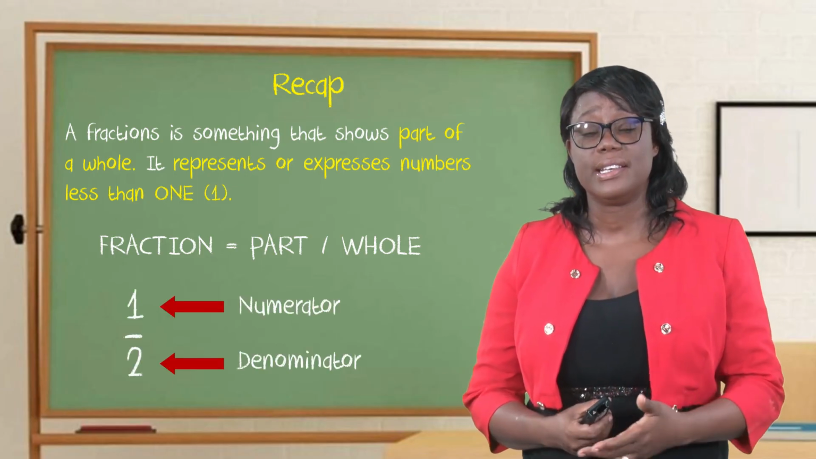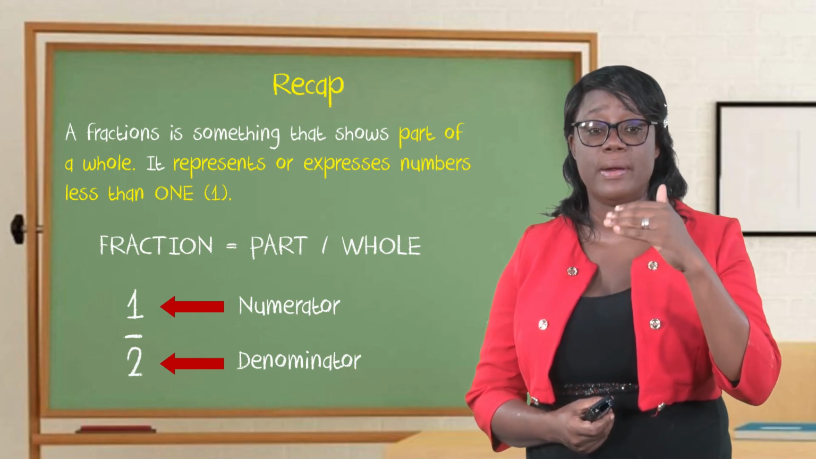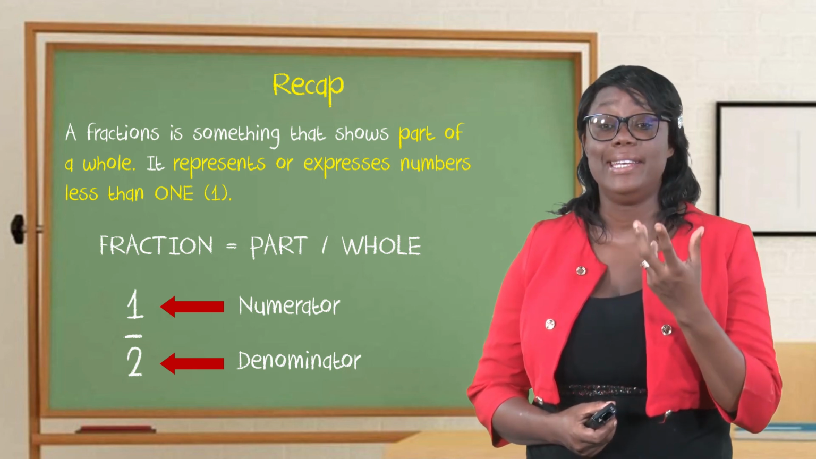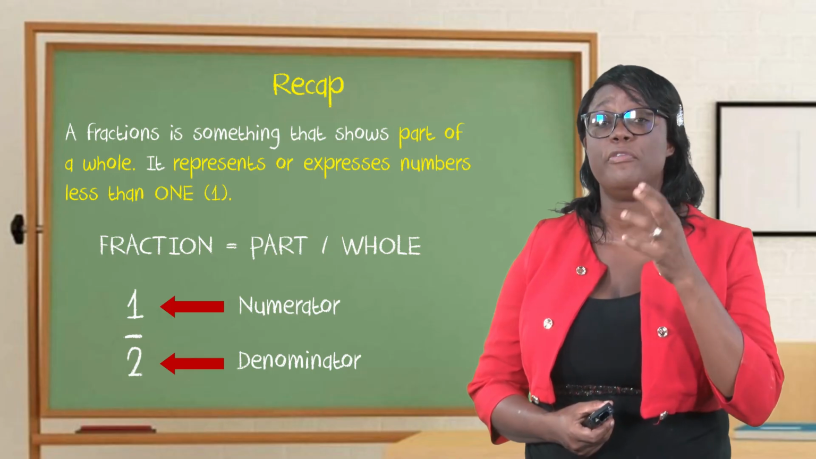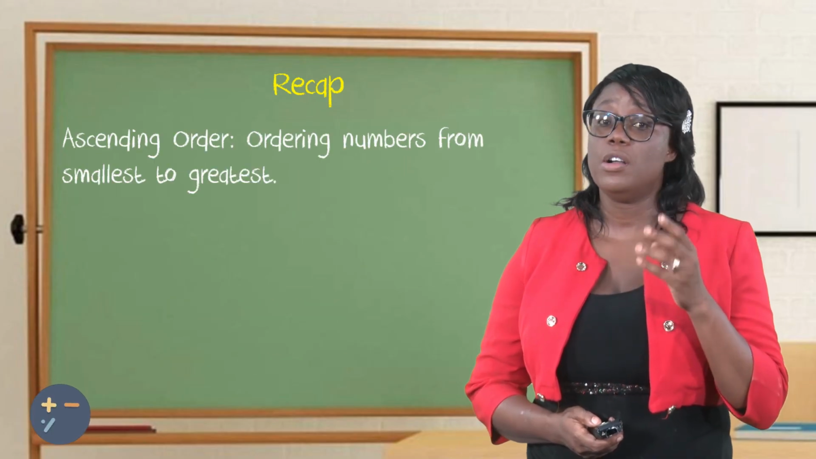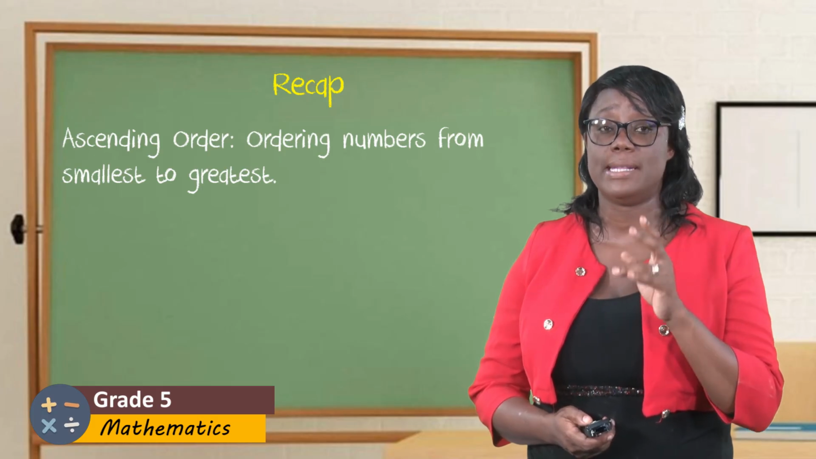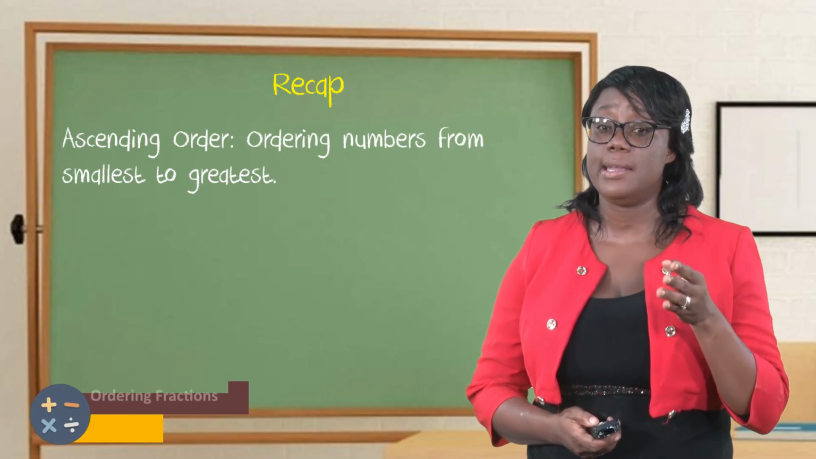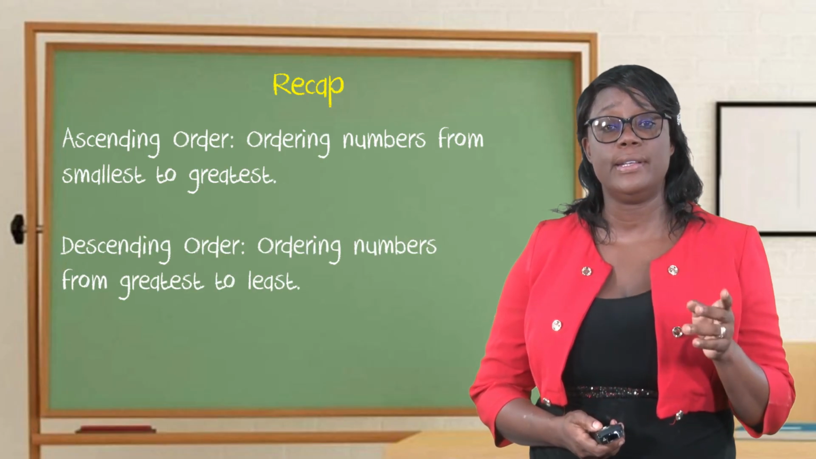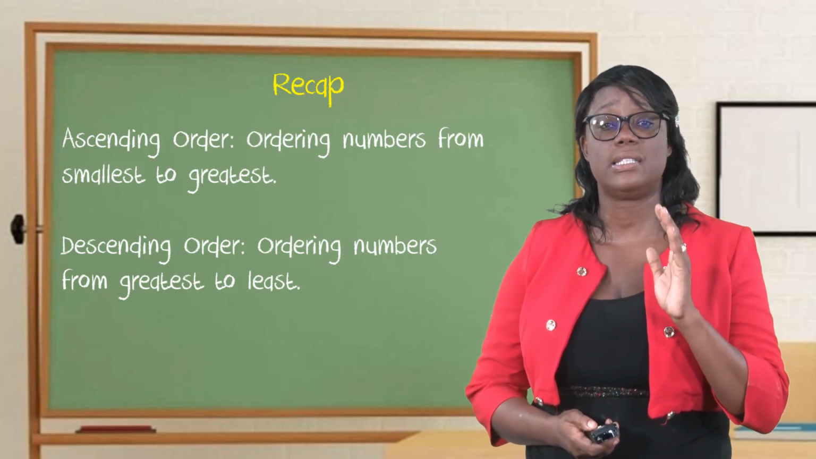So boys and girls, remember the fraction has 2 parts. The numerator, the number at the top, that tells us the number of parts we are talking about, and the denominator that shows the total number of parts the whole is divided into. Now we also learned that we can order numbers and fractions in mathematics. We learned that ascending order is to order numbers from smallest to greatest. We learned that descending order is to order numbers from greatest to smallest.